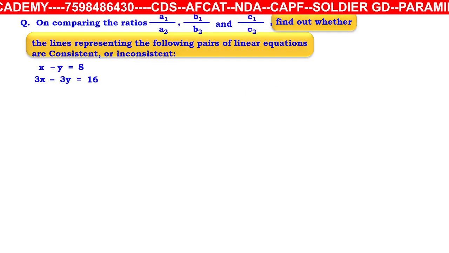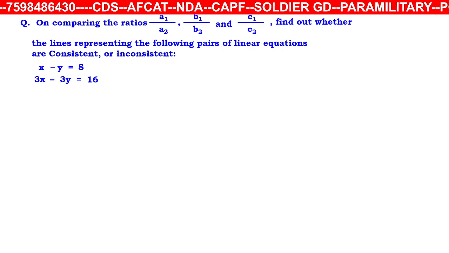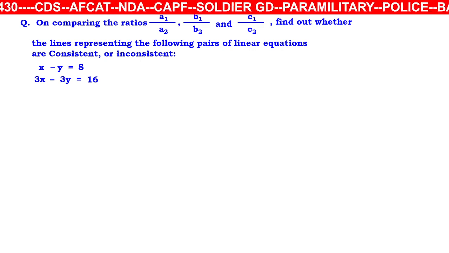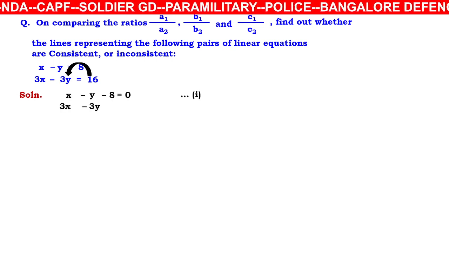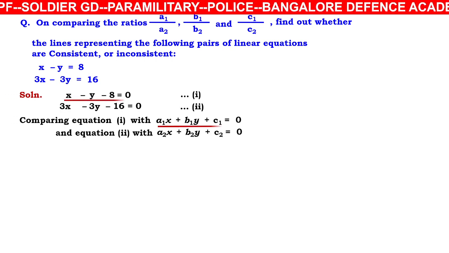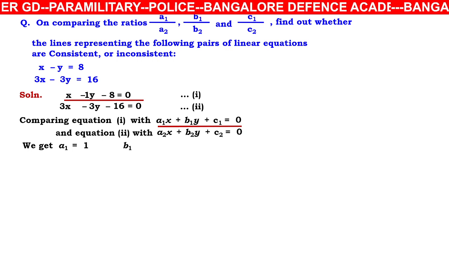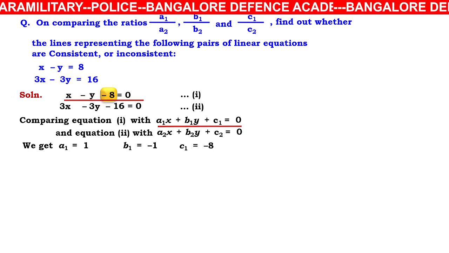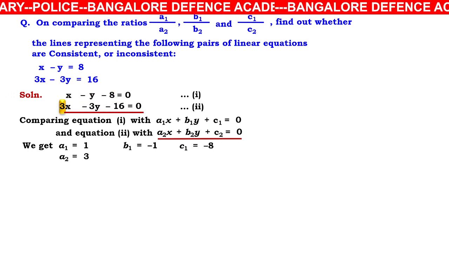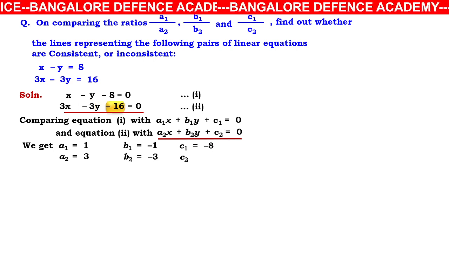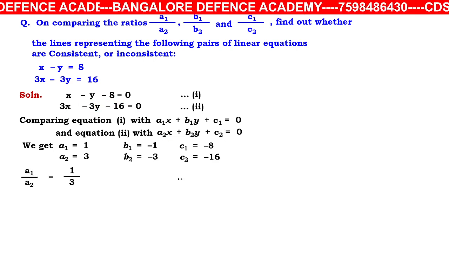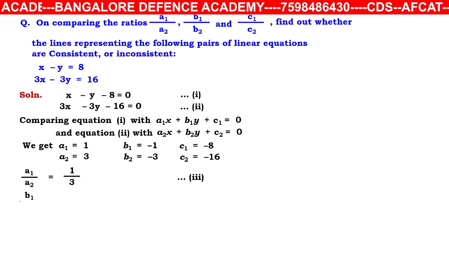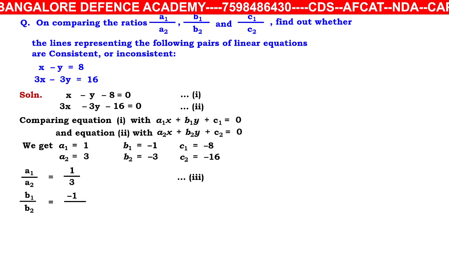Now take one more question: x minus y is equal to 8, 3x minus 3y is equal to 16. Okay, now here what happens? a1 is equal to 1, b1 is equal to minus 1, c1 is equal to minus 8, a2 is equal to 3, b2 is equal to minus 3, c2 is equal to minus 16. So a1 by a2 is equal to 1 by 3, b1 by b2 is 1 by 3, and c1 by c2 is 1 by 2.